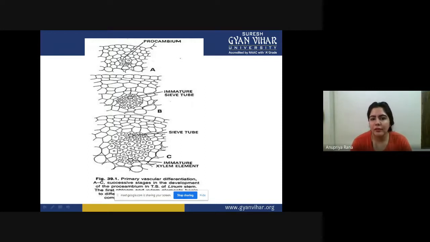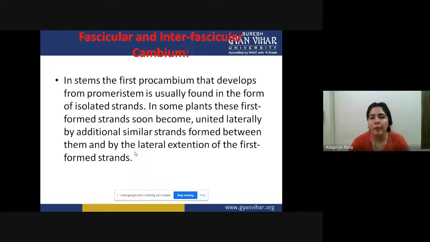So you can see that this initial xylem and initial phloem, or you can say the primary xylem and primary phloem, are made up of the procambium tissues. This procambium is responsible for the formation of primary xylem and primary phloem. And after some maturity, they convert into the xylem elements. So this is the formation of primary xylem tissue from the procambium.